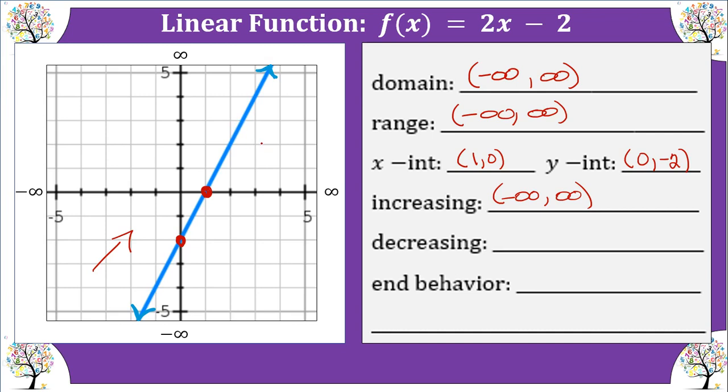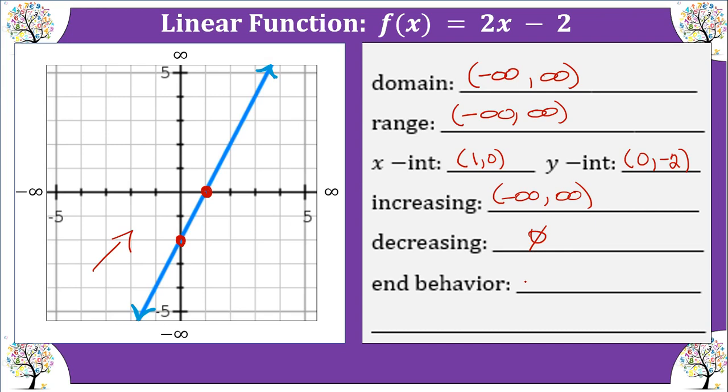Now let's look to see what x values cause it to decrease. As we go left to right and we run along the line, we can see that this graph is never going to decrease. So that would be the empty set, or we can use the null symbol.